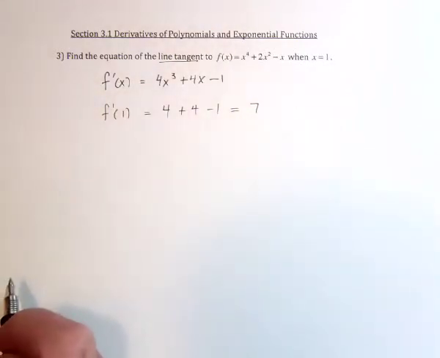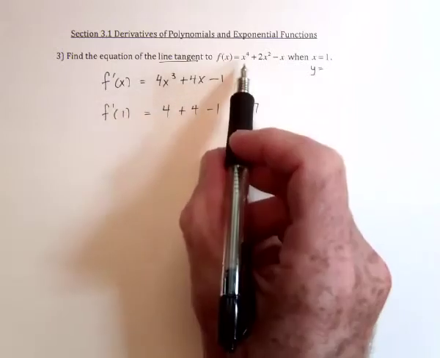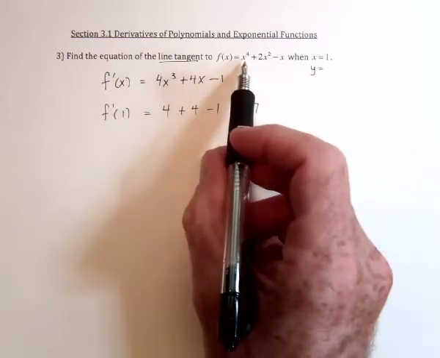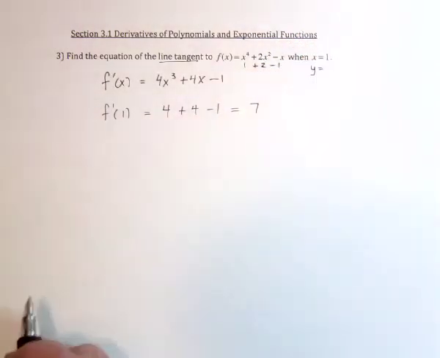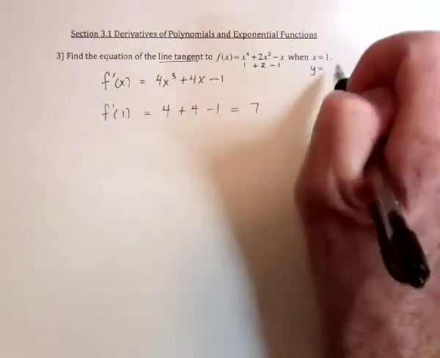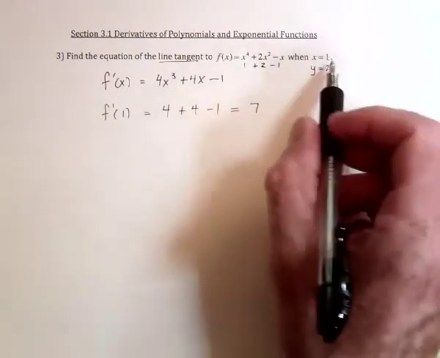Then we could use the point slope formula if we had an x and a y value. So for this x, we need a y value. So substitute a 1 into the original problem, and that would say 1 plus 2 minus 1. So the 1's would cancel, leaving that y is equal to 2. Now we have all the parts we need, the slope and the point.